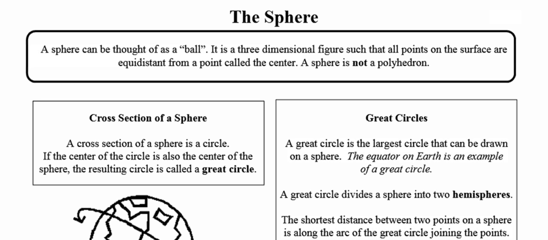This video will focus on surface area and volume of the sphere. Now you can think about a sphere like a ball. If you want a more formal geometric definition, we're going to say that it is the three-dimensional figure in which all points on the surface are equidistant from a single point called the center. Because a sphere is not made up of polygons, it is not a polyhedron.